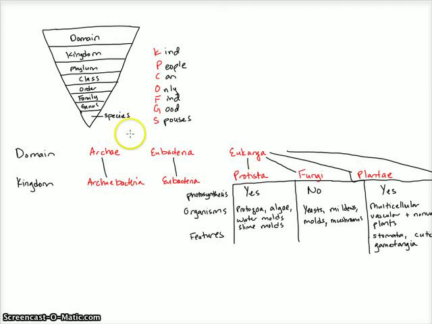And remember, taxonomic classification is hierarchical, and we remember the hierarchy by this saying, kind people can only find good spouses. It goes from the least specific domain to the most specific, the individual species. Each of these levels is called a taxon.